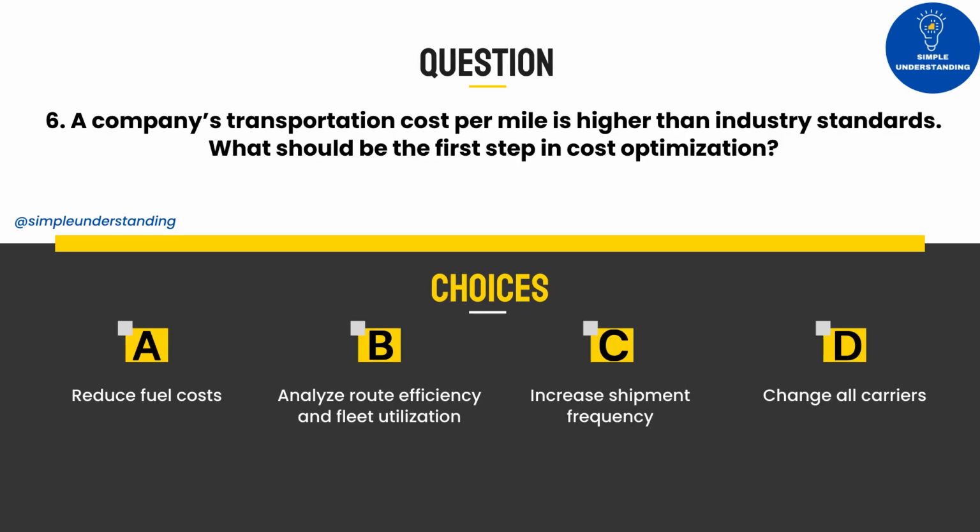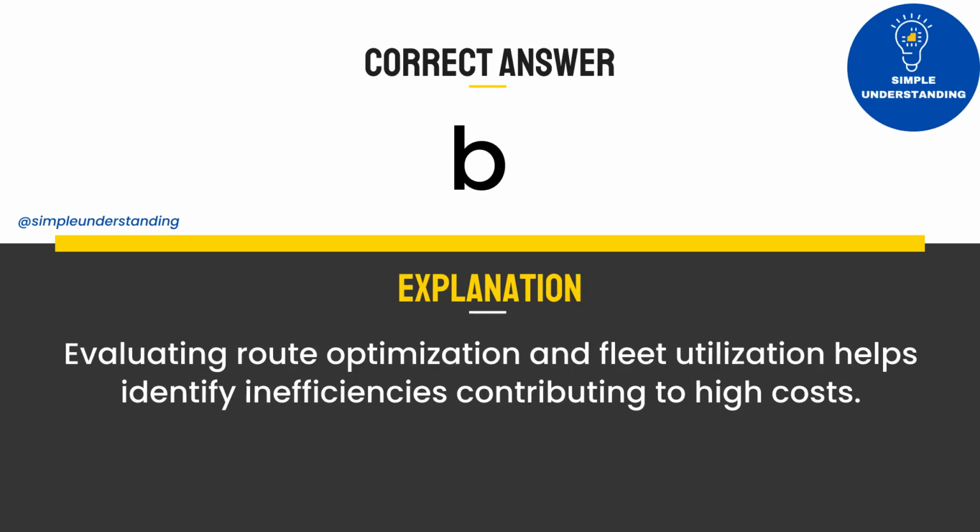6. A company's transportation cost per mile is higher than industry standards. What should be the first step in cost optimization? A. Reduce fuel costs. B. Analyze route efficiency and fleet utilization. C. Increase shipment frequency. D. Change all carriers. Correct answer, B. Explanation. Evaluating route optimization and fleet utilization helps identify inefficiencies contributing to high costs.